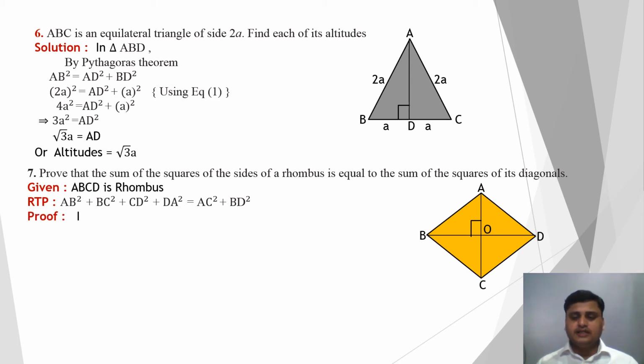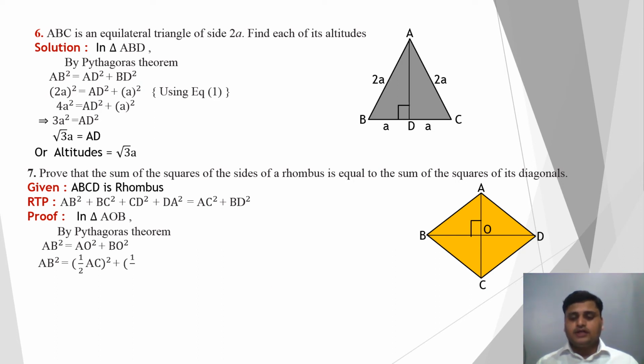We will take triangle AOB, and in this triangle we are going to use the Pythagoras theorem, that is, the square of the hypotenuse is equal to the sum of the squares of the other two sides. So AB square is equal to AO square plus BO square. Okay. Now AB square will be as it is. AO can be replaced by half AC and BO can be replaced by half BD.